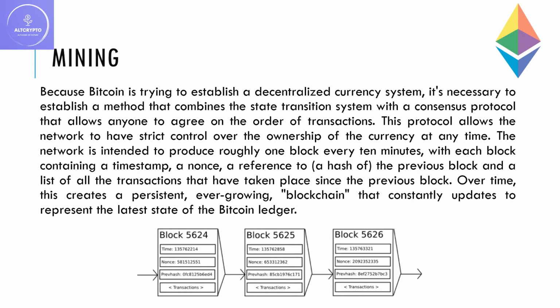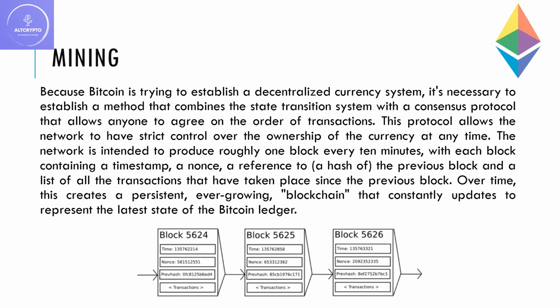Mining. Because Bitcoin is trying to establish a decentralized currency system, it's necessary to establish a method that combines the state transition system with a consensus protocol that allows anyone to agree on the order of transactions. This protocol allows the network to have strict control over the ownership of the currency at any time.